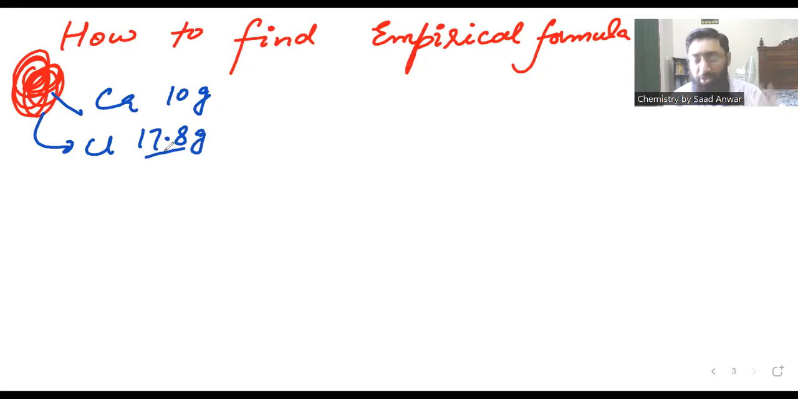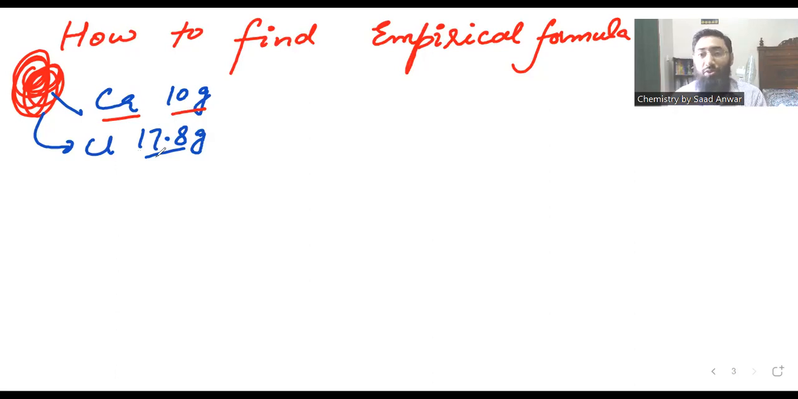We don't know the name of that compound. We don't know what this compound actually is. We don't even know whether this is an ionic compound or a covalent compound. What we know is just that this is an unknown compound, and it contains calcium 10 gram and chlorine 17.8 gram. What we have to do now is find the empirical formula.